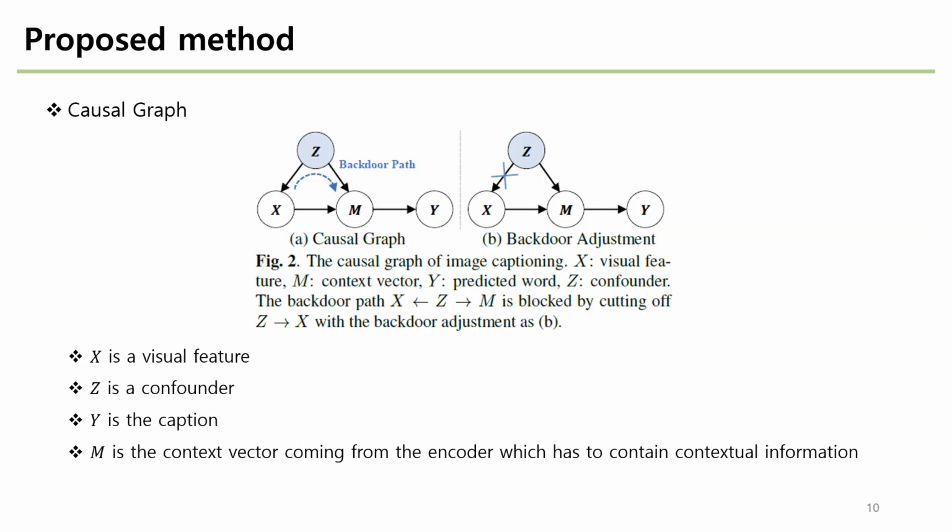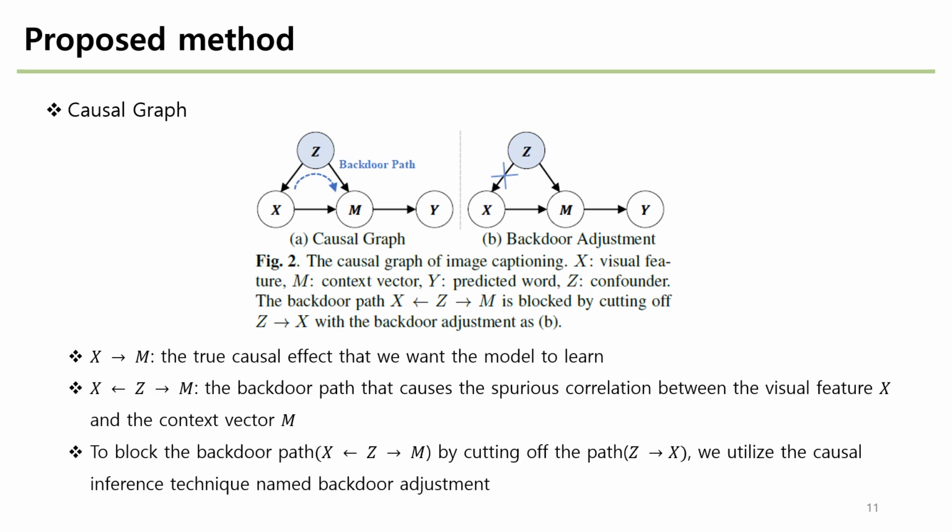Let's start with a causal graph to interpret image captioning from a causal perspective. In the graph, X is a visual feature, Z is a confounder, Y is the caption, and M is the context vector coming from the encoder, which has to contain contextual information. The path from X to M is the true causal effect that we want the model to learn. The path from Z to X and M is the backdoor path that causes the spurious correlation between the visual feature X and the context vector M.